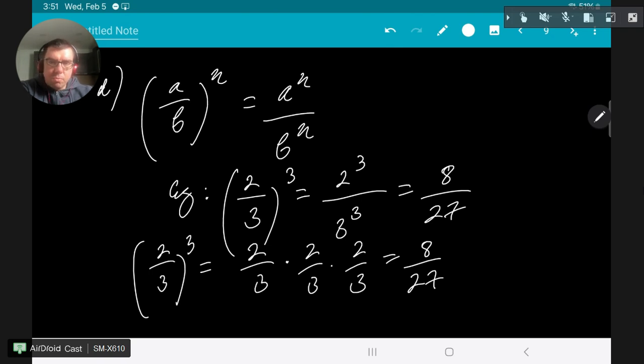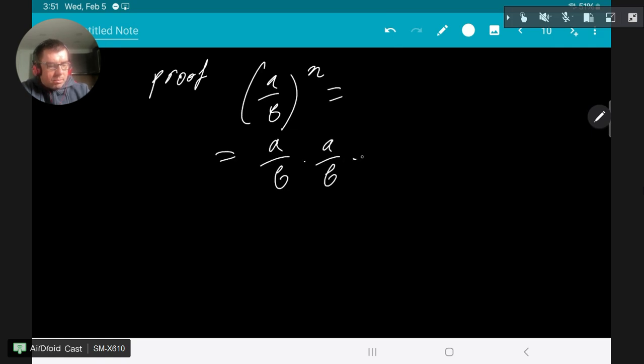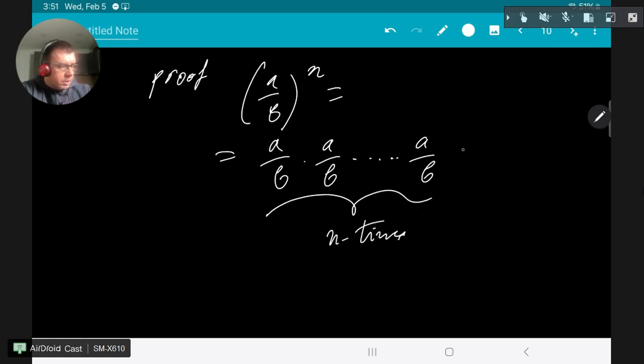Okay, and if I want to write a proof in the general case, I proceed in the exact same way as in the example. So proof: a over b to the power of n is going to be a over b times a over b times and so on, a over b, a total of n times, which is I multiply a by itself n times in the numerator, which will give me a to the power of n. I multiply b by itself n times in the denominator, which will give me b to the power of n. Okay. All right, so a, b, c, d.